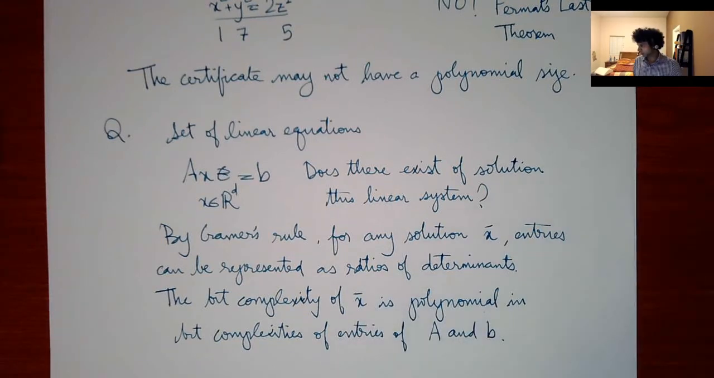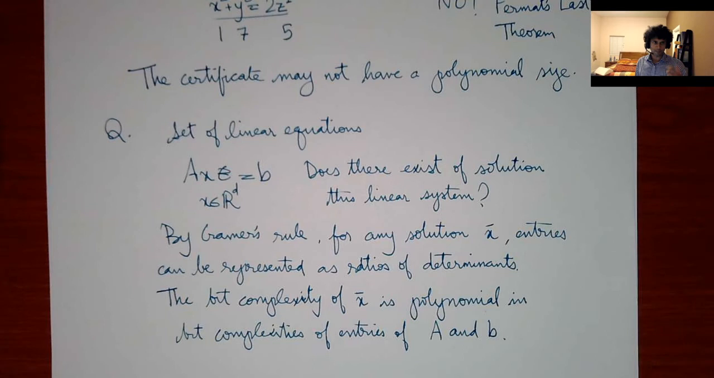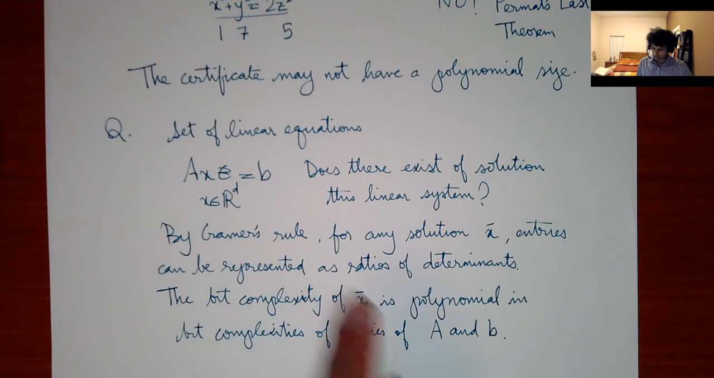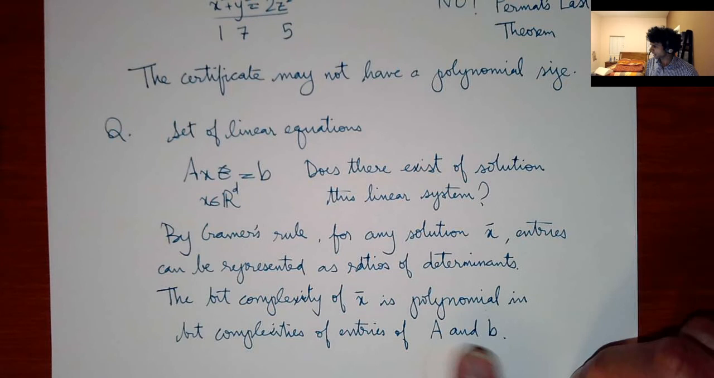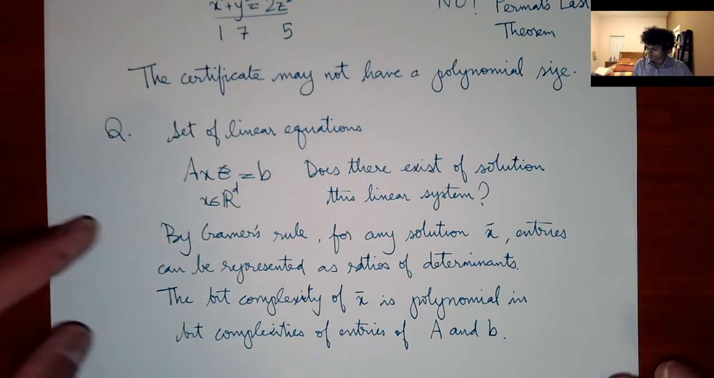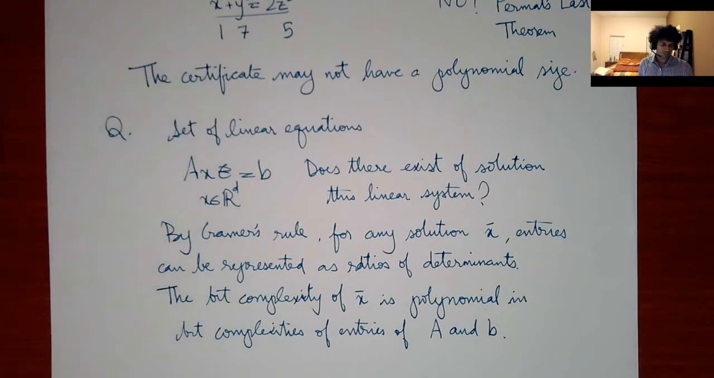But if you look into the theory of solving linear systems, you'll see this thing called Cramer's rule is one way of writing out the solution. For any solution, the entries can be represented as ratios of determinants. And the bit complexity of anything in the solution is polynomial. By the bit complexity, I mean the number of bits you need to represent any entry in A or B. Does this make sense? And so you can argue that if there is a solution, that solution has polynomial size, and therefore this is in NP.